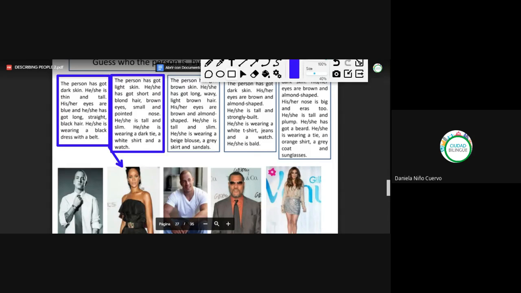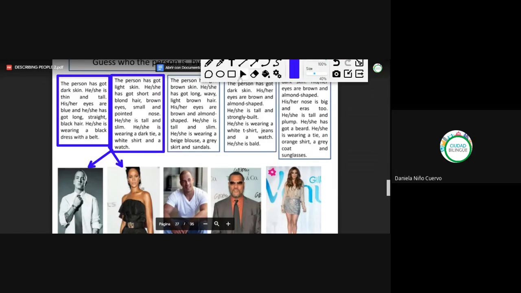So look, here, dark skin, piel morena. Acá, piel blanca o piel clara, light skin, yes? He has got short blonde hair, yes? Brown eyes, small pointed nose, una nariz pequeña y puntiaguda, pointed, yes? He is tall and slim, es alto y flaco, slim. He's wearing a dark tie, está usando una corbata, tie, yes, dark tie. A white shirt, una camisa blanca. So, Angel, what is the correct character? Number one, Eminem. Yes, very good.